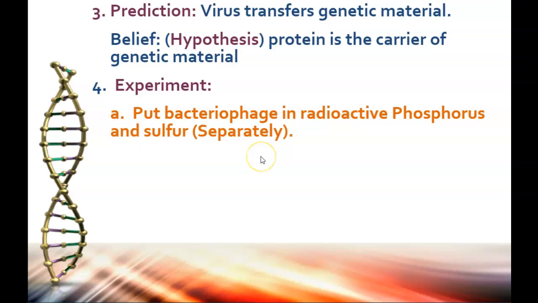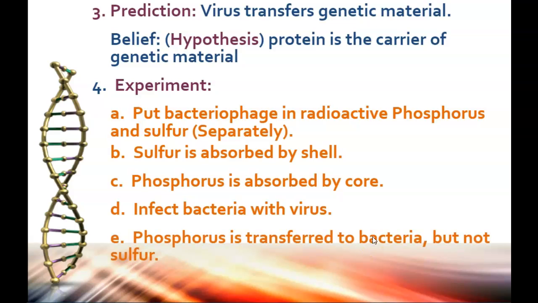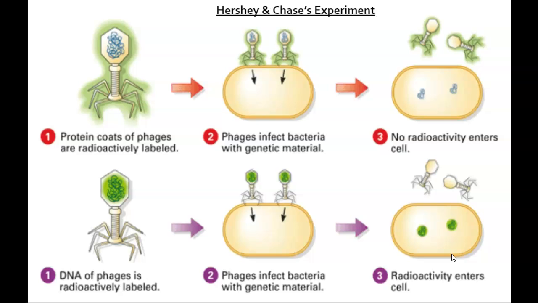So their experiment is to use radioactive isotopes. They allow you to trace an element through a chemical reaction or through a process. So the radioactive isotope of phosphorus is going to be incorporated where phosphorus was incorporated, that being the DNA. The sulfur is going to be incorporated where the proteins are, which was the shell. So the sulfur was absorbed by the shell and the phosphorus was absorbed by the core. They then infected the bacteria with the virus, and phosphorus was transferred to the bacteria, not sulfur. So remember, the phosphorus was taken up by the DNA.